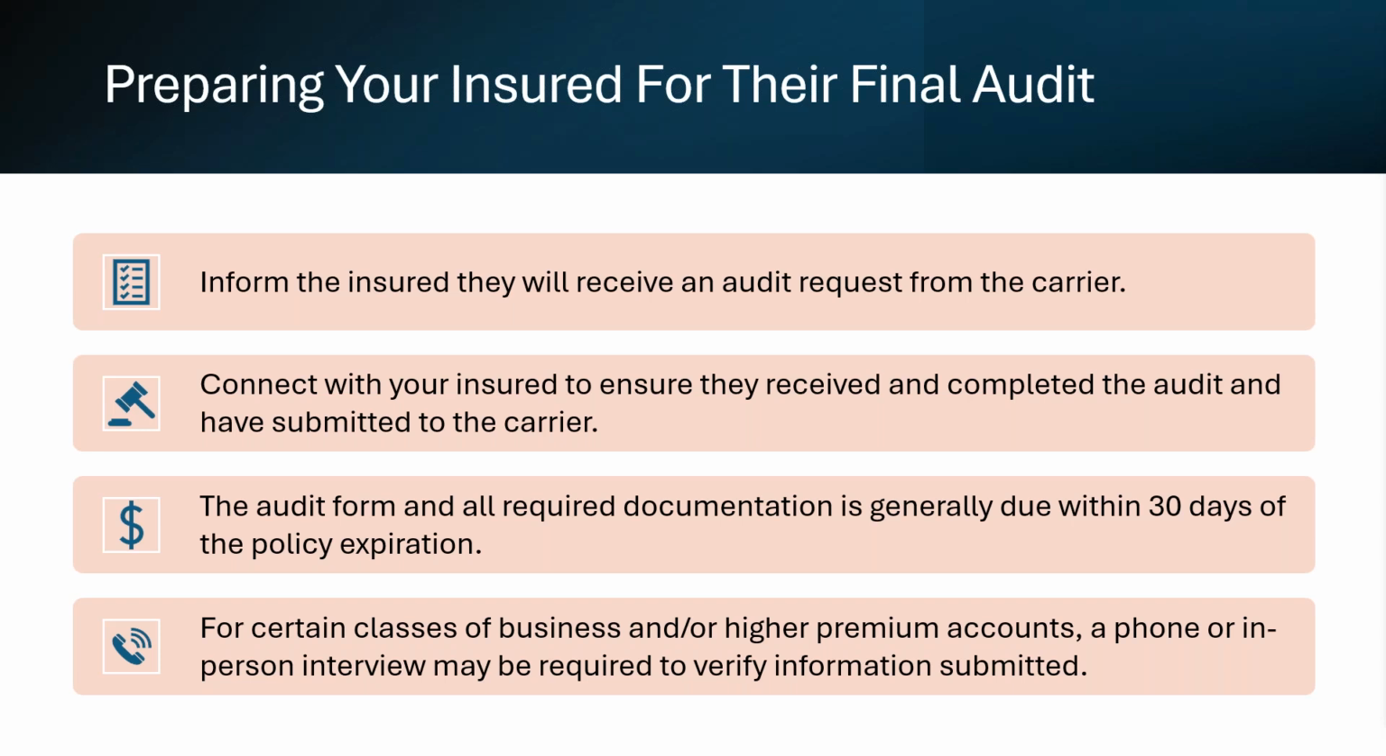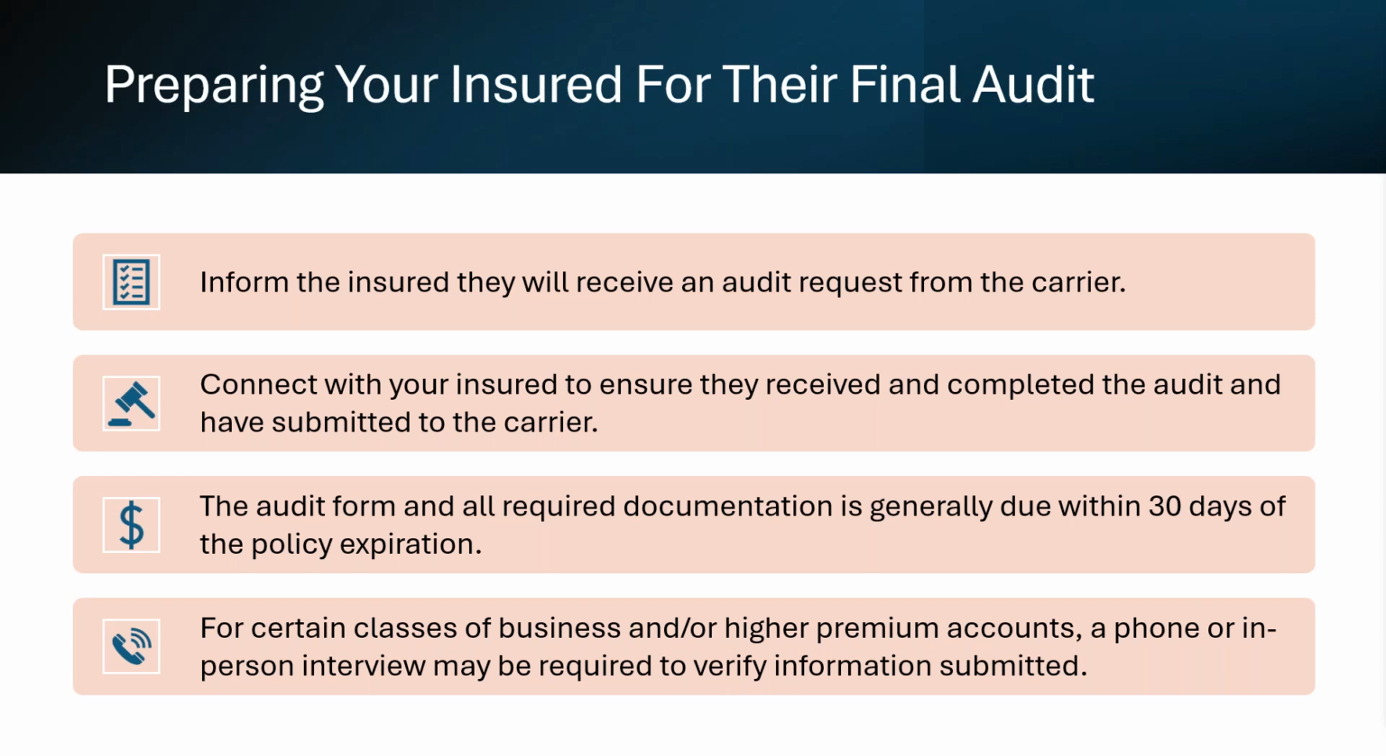So ensuring the insured's mailing address on file is correct is going to avoid a lot of miscommunication. As the broker, you can also request a copy from the carrier, or you can reach out to your wholesale broker to provide you with it. As I mentioned, this request is going to detail all information needed to be provided to verify payroll and class codes, which we'll discuss a little bit in more depth throughout the webinar.